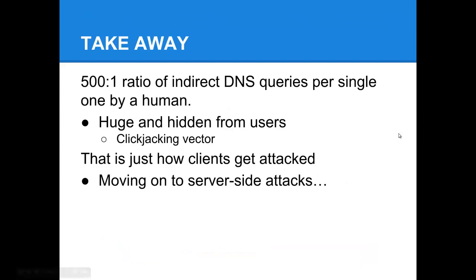The takeaway from all of this is that there is a 500-to-1 ratio of indirect interactions with other resources on the internet per single one made or initiated by a human user. This is a huge and hidden kind of interaction with the whole internet from users. It's a vector for malicious advertisements, for clickjacking, and all forms of different attacks. And this is again only how clients get attacked, and that's the theme of this lecture. But we're going to delve into server-side attack trends and so on just for a few slides right now.